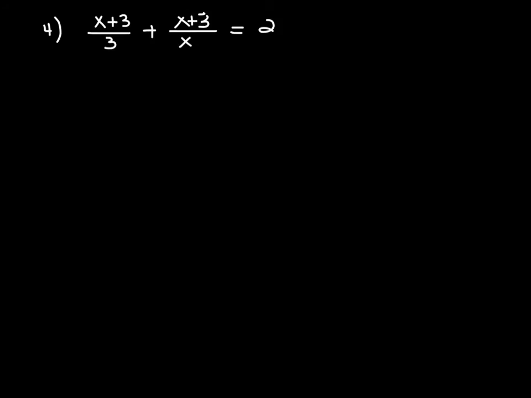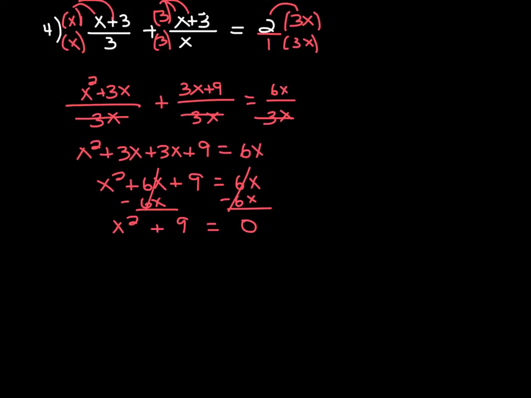Okay, now with number 4, what I'd like you to do is basically find a common denominator and get this into a quadratic equation in standard form that's set equal to 0. Okay, so stop the video at this point and do that, and then you can hit play and see how you did. Okay, so that leaves us with x squared plus 9 equals 0.